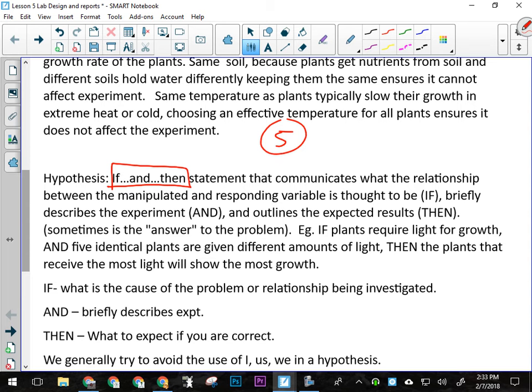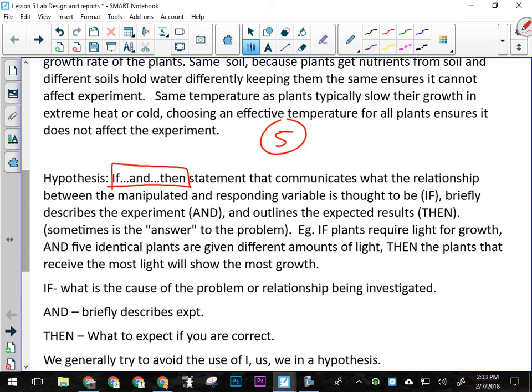For our light experiment, we might have it look something like this. If plants require light for growth, and we know that they do, and 5 identical plants are given different amounts of light, then the plants that receive the most light will show the most growth. All right, so it's a reasonable statement. It's probably not true, but we'll find out. If we ran an experiment, we would find out whether it's true or not.